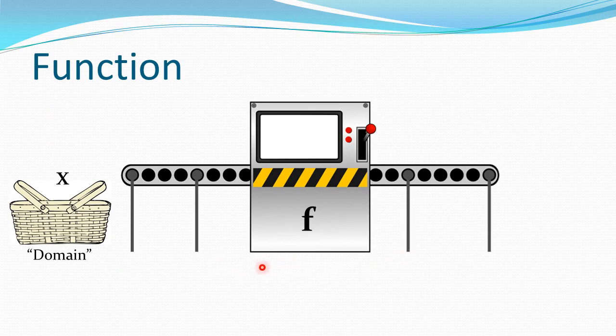So you can imagine here's a machine: from the domain you get an x, you put it into the machine, and you get an f of x equals y. That's your output.